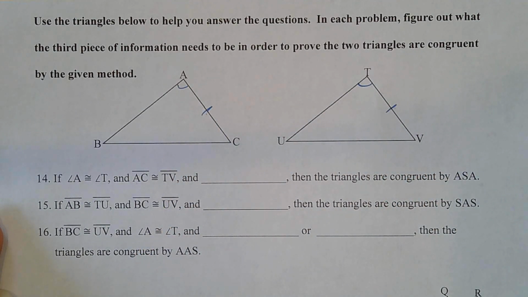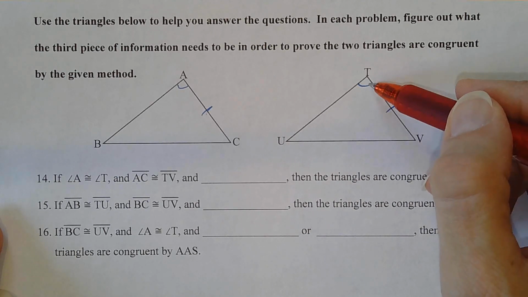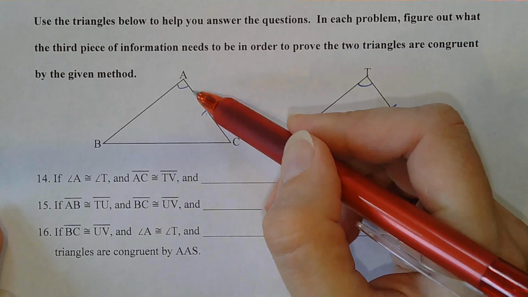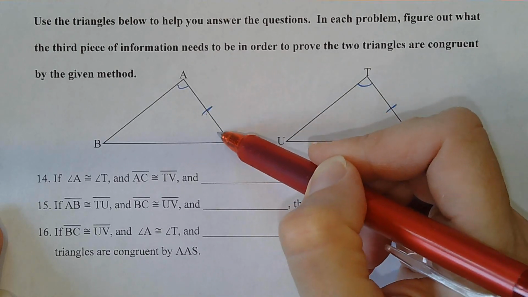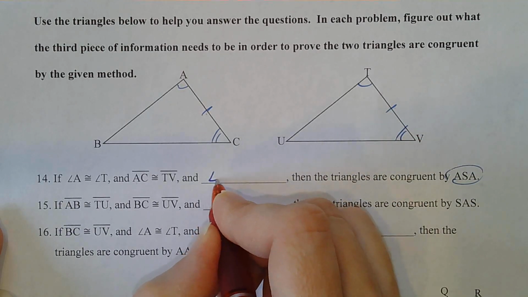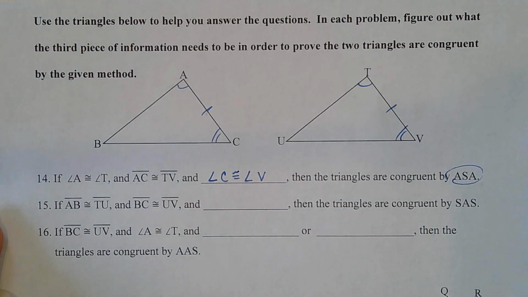And then I need to know what other piece of information to say that these are congruent by angle, side, angle. So remember, this means angle, next immediate side, next immediate angle. Angle, next immediate side. This would be my next immediate angle. Over here, angle, next immediate side. This would be my next immediate angle. So I would need to know that angle C is congruent to angle V. All right. So I'm just going to do that one example, but that's something you're going to see on the test.